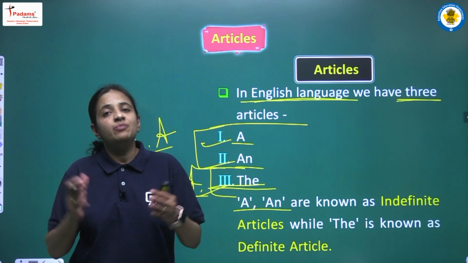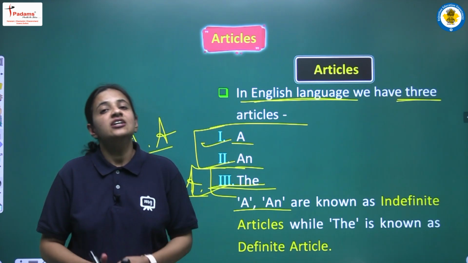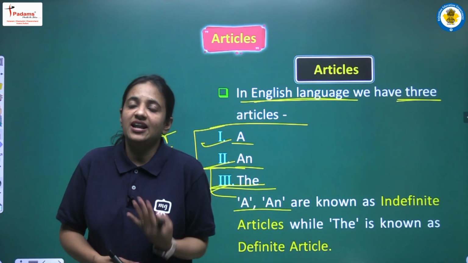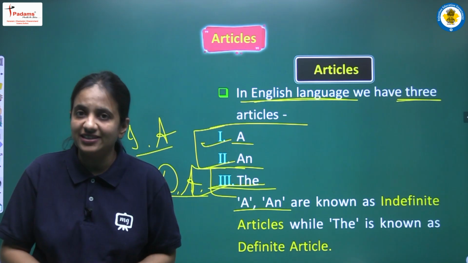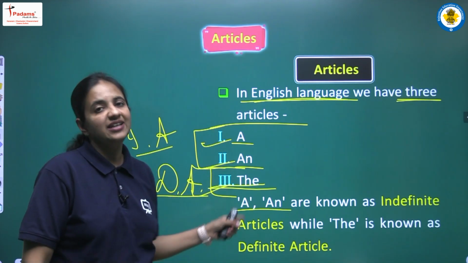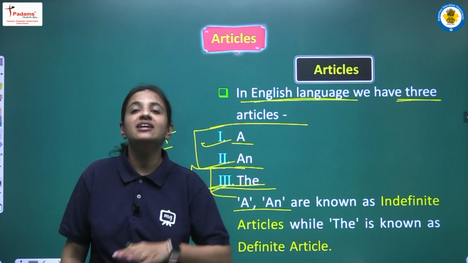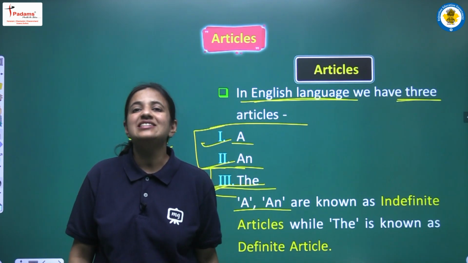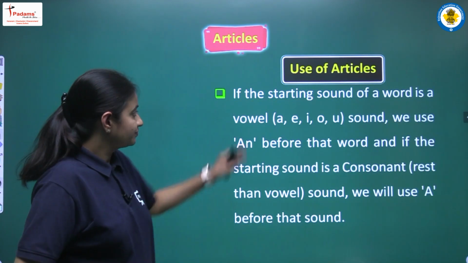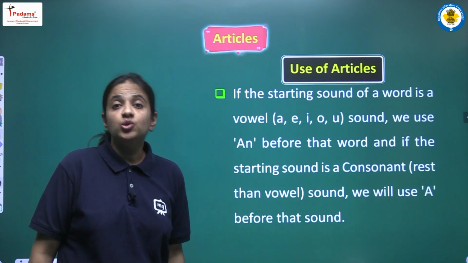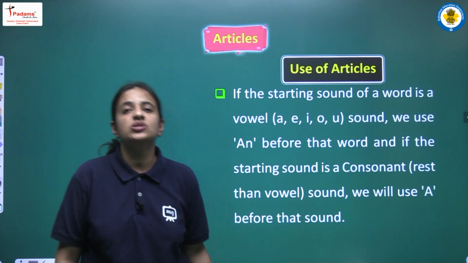Because when we use these articles, you know, हम किसी भी नाउन को जनरलाइज ही करते हैं, हम उसे कोई सर्टेनिटी जो है वो नहीं देते हैं. This is the reason a and an, these are known as indefinite articles, and the is known as a definite article. Clear? Moving on. Now we have the use of articles, that is, how can we use the articles.